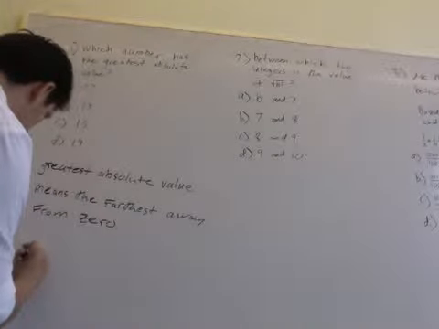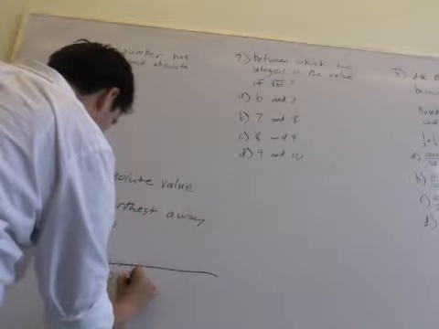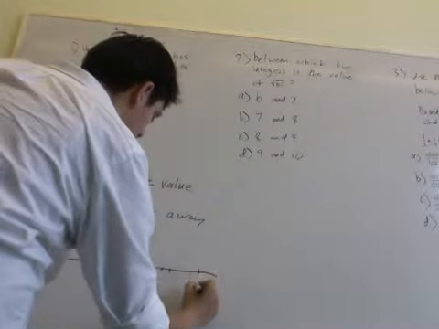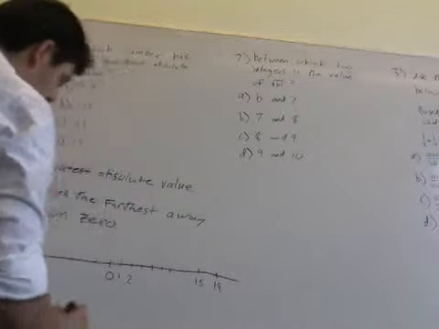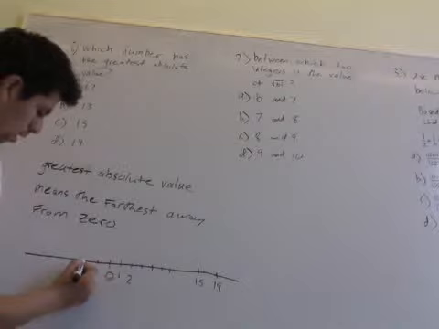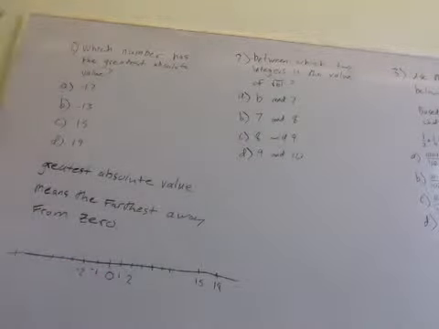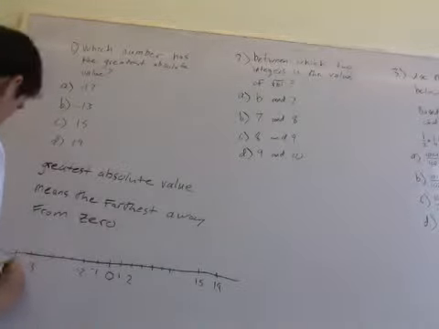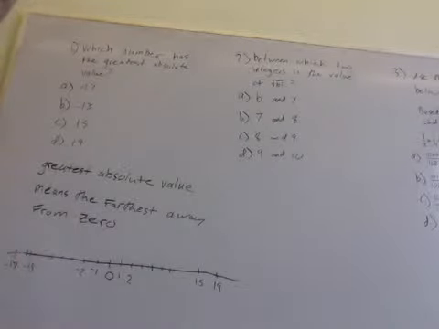Well, you have a number line, 0 right there, and this would be 1, 2, 3, 4, 5, 6, and then somewhere out here we would have 15 and 19. Over here we would have negative 1, negative 2, negative 3, negative 4, negative 5, and then somewhere out here we would have negative 13, negative 17. Okay.